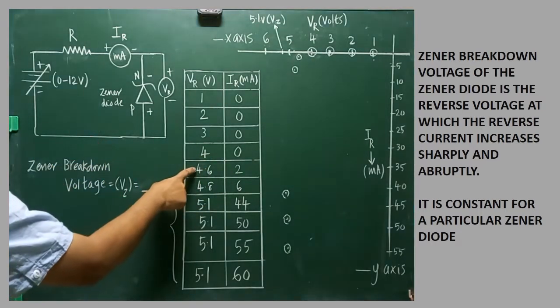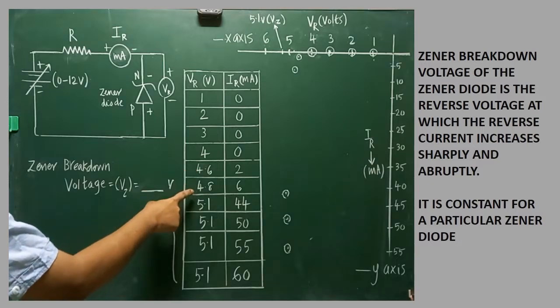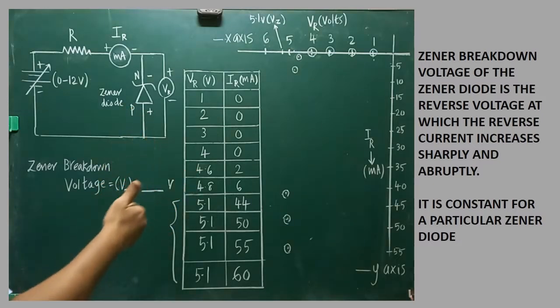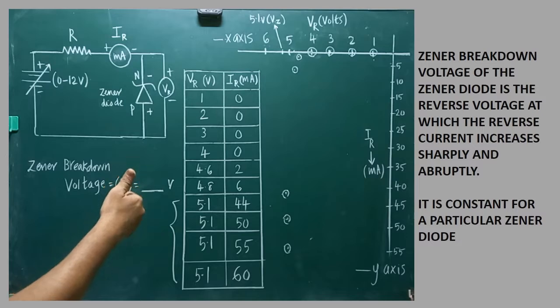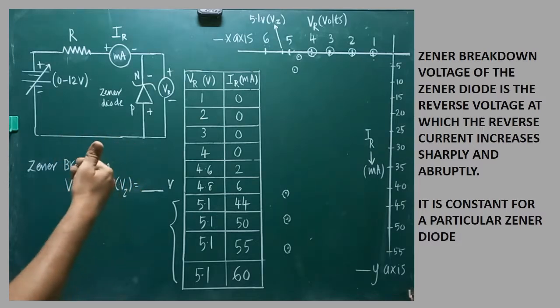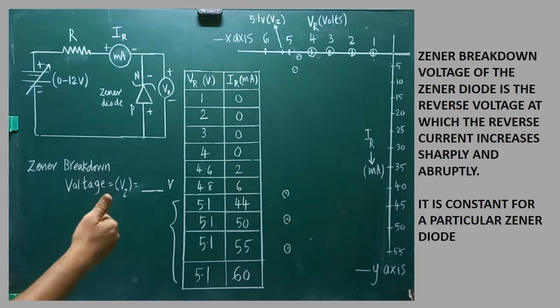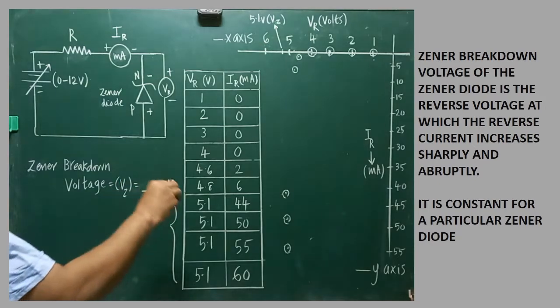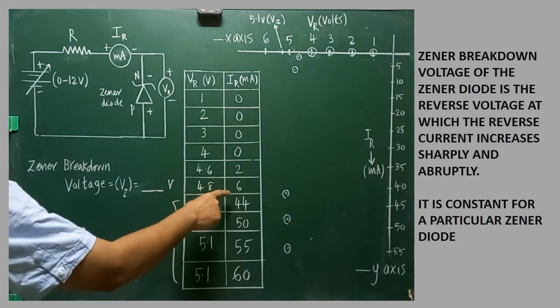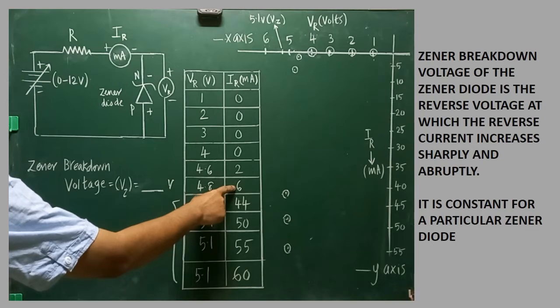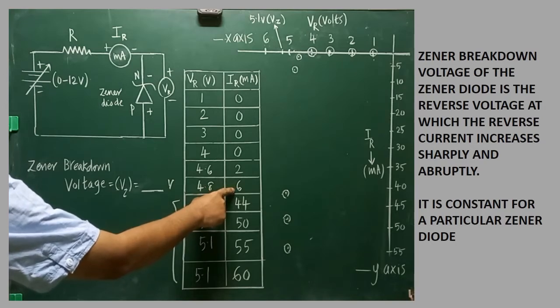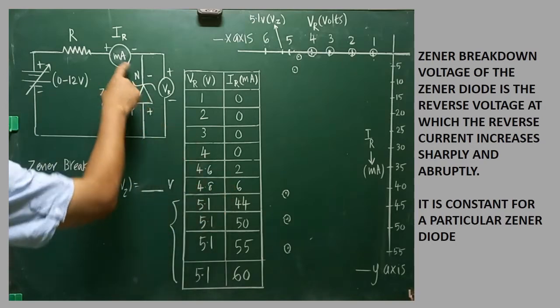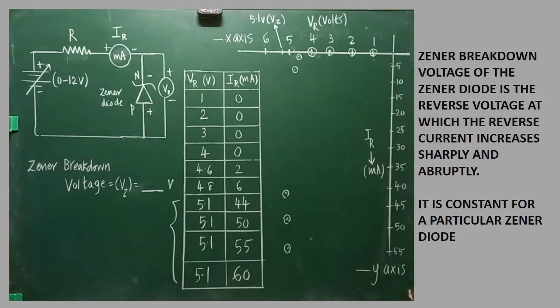When it is increased from 4.6 to 4.8, the Zener breakdown is still more. Automatically more covalent bonds will be broken. Because of the breakage of covalent bonds, more electron hole pairs will be created and more reverse current will be produced. That is shown here as 6 milliampere. Are you clear? So that 6 milliampere will be shown by the milliammeter.